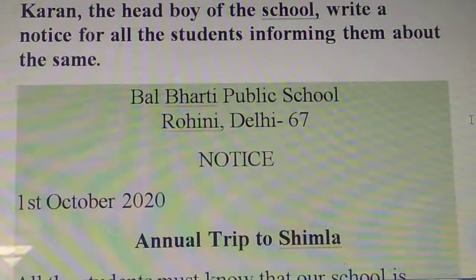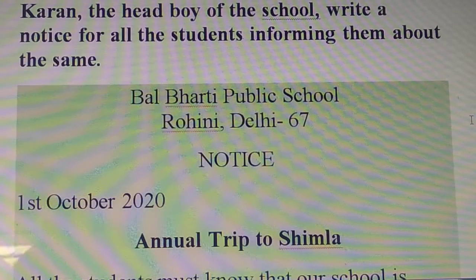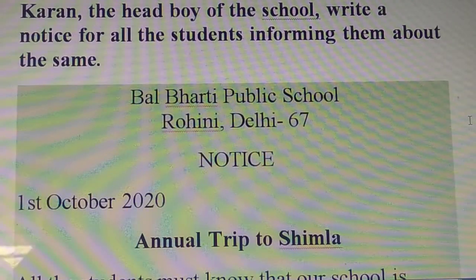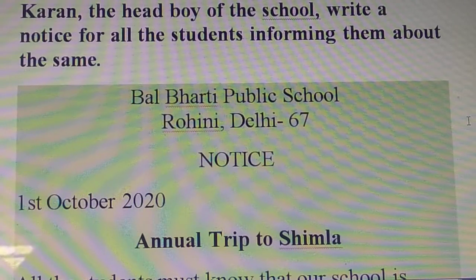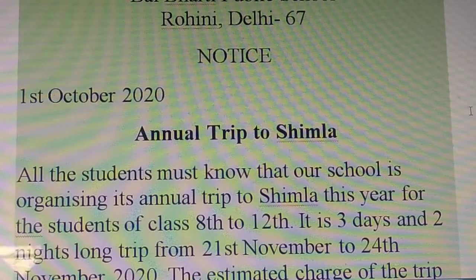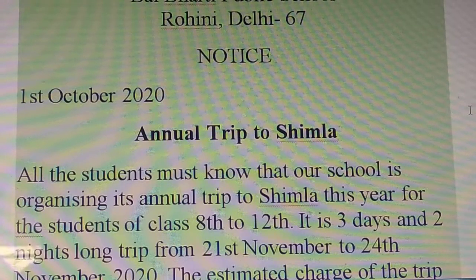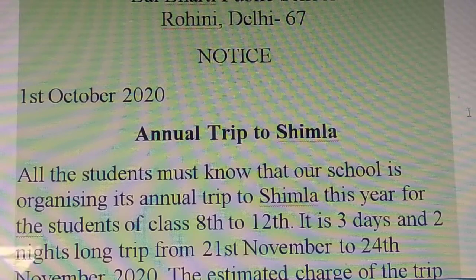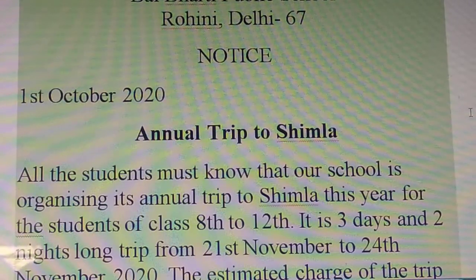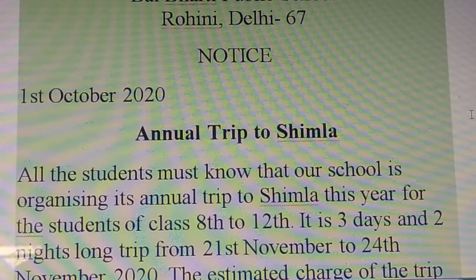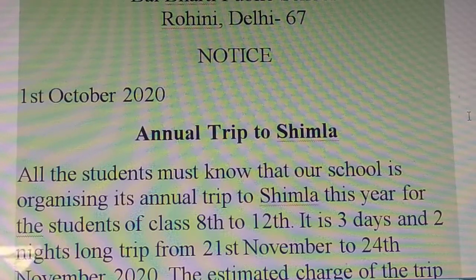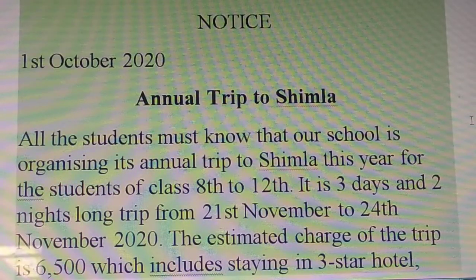So this is how you write the answer. Bal Bharati Public School, that's the address, Rohini, Delhi 67. Below that, notice, all in capital letters. Top left hand side, you write the date. See how the date is written, 1st October 2020. Please don't write 1 dot, 10 dot. No, that's wrong. Again, I repeat, that's wrong. Some of you have the habit of writing it like that. It's wrong. Annual trip to Shimla. Why? Because the notice is about the trip to Shimla.